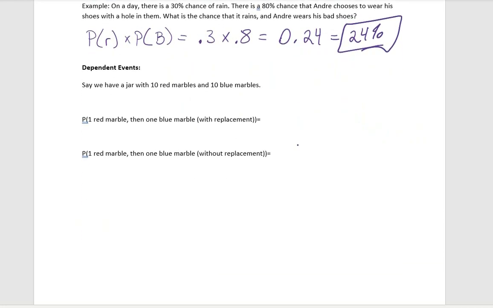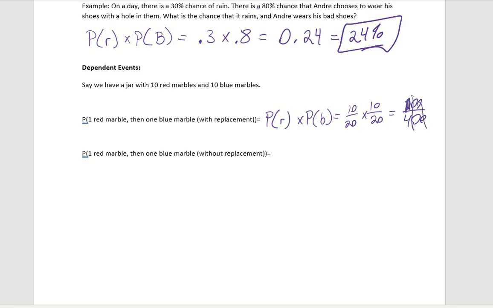Now we're also going to look at dependent events. So this is where one does depend on another. Let's say we have a jar with 10 red marbles and 10 blue marbles. What's the probability we pull out a red marble and then a blue marble when we put that red marble back? So the probability that we pull out a red one times the probability we pull out a blue one would be 10 out of 20 times 10 out of 20, which would give us 100 out of 400, which would just be a fourth if you simplified it.